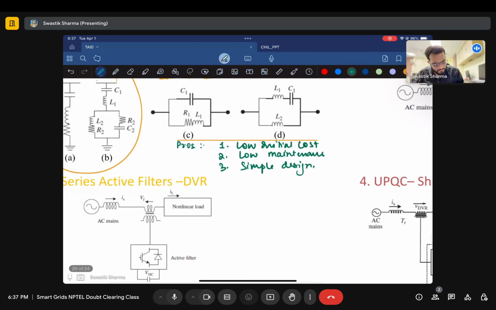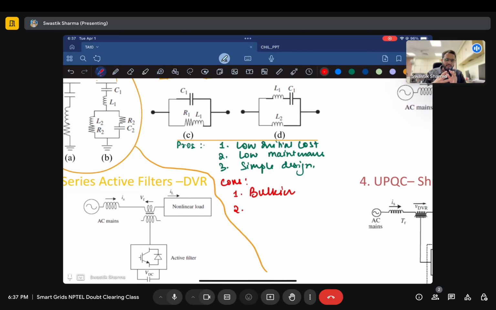But there are cons as well. Let me just demarcate it. So you have cons. What are these cons? Because you're using LC components, they can make your system bulky. So these are bulkier, right? And because you fix the inductor size, capacitor size or resistance size, the filter characteristics are fixed. They are not dynamic. You can't control them on the move. So they are not adaptable.